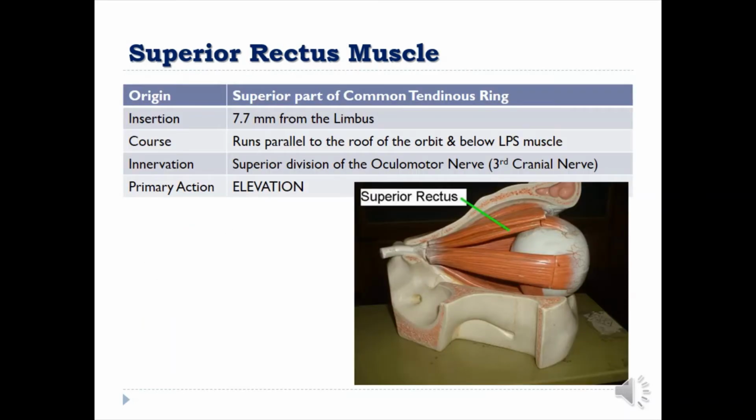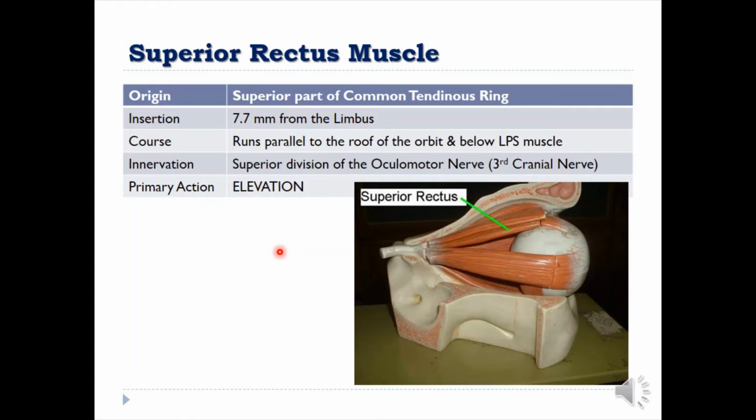Right, so from this slide onwards, we will discuss individual muscles. We'll be discussing all four recti muscles and two oblique muscles, and we'll also discuss the levator palpebrae superioris, that is the seventh muscle.